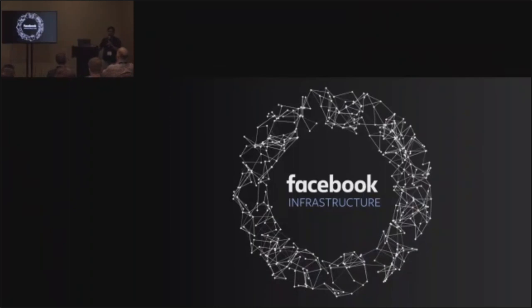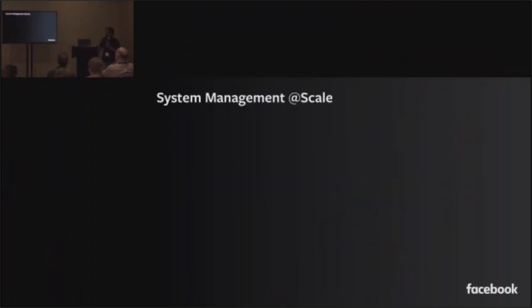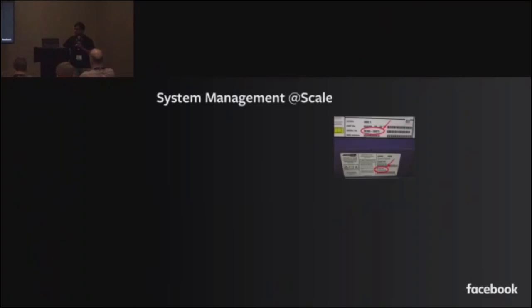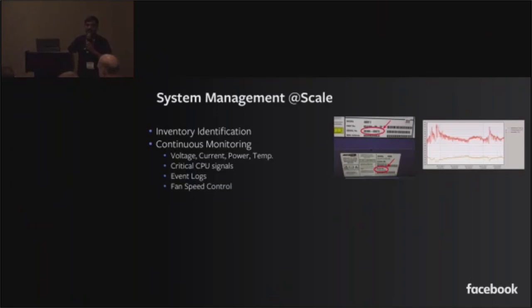Before I talk about Unified OpenBMC, I would like to share some of the work that we are doing at Facebook. When we talk about system management at scale, unlike HPC or enterprise, we don't have too many requirements. They are a pretty simplified, limited subset. All we want to do is look at what inventory we have, like rows, part number, serial number, asset tag information. We would like to monitor the systems continuously for voltage, power, temperature, etc., and log in case of violations, and also use the temperature to drive fans.